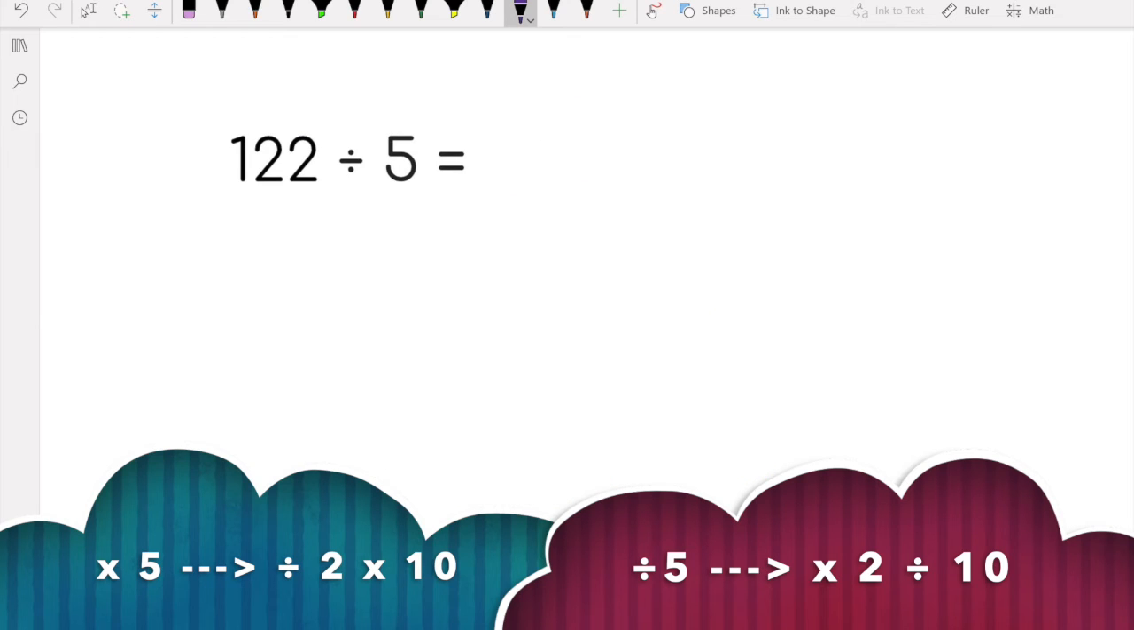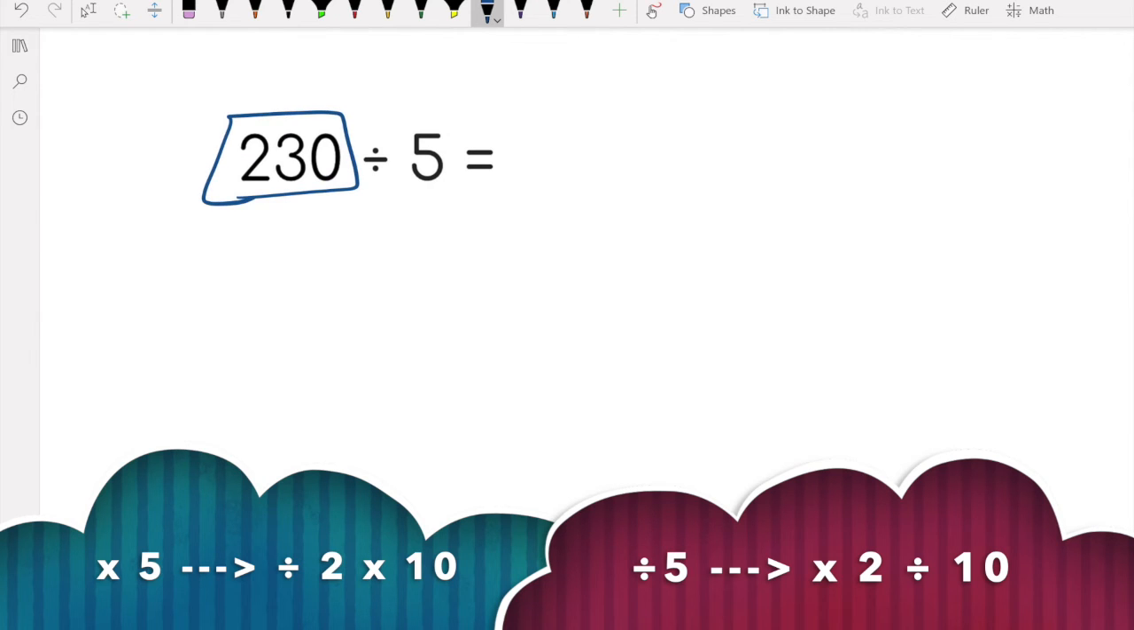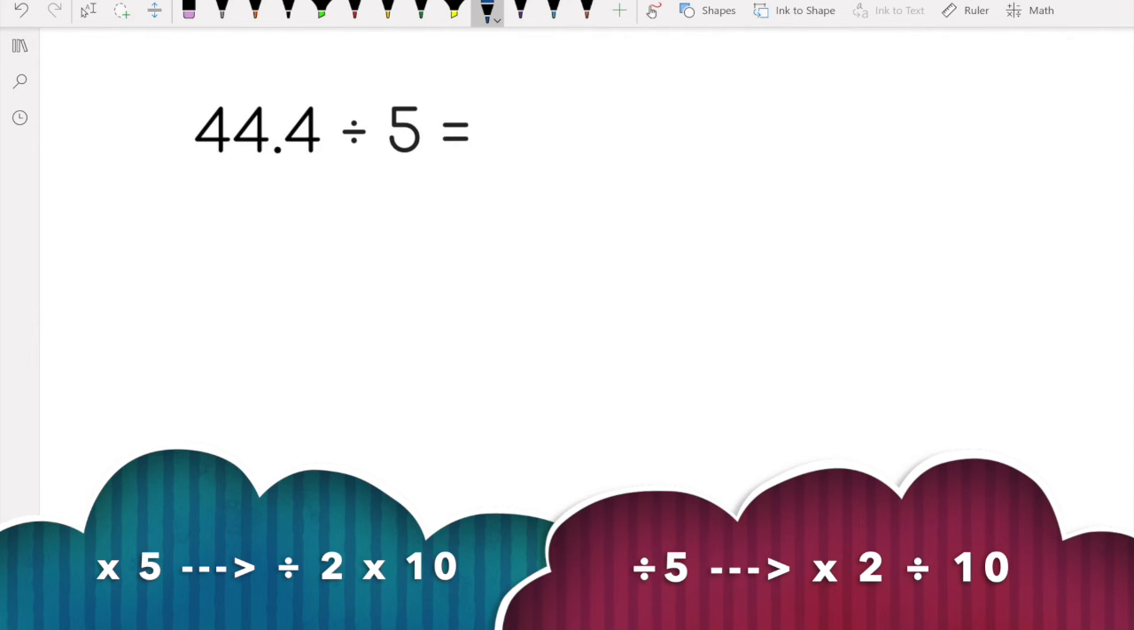Okay, let's do some more examples. We're dividing by 5, so we take this number and we double it. If you double it, you get 244, and then instead of multiplying by 10, you divide by 10, so that becomes 24.4. So we're going to take 230, and we double it, 460, and then you divide by 10, and that's just going to be 46.